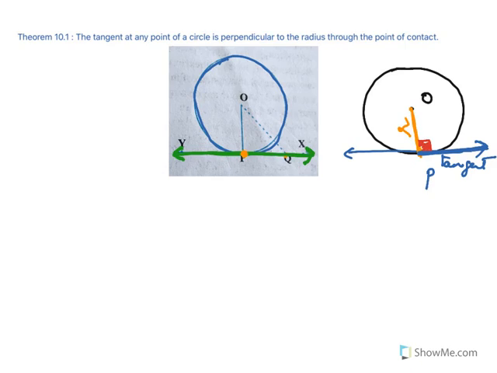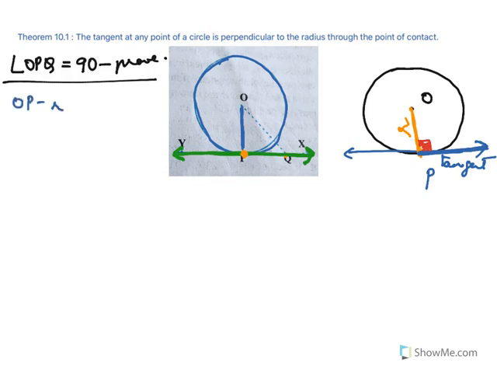Fine. So we need to show that this angle is 90. Our question is to show that angle OPQ equals 90. This is what we need to prove. So now we'll get on to the proof. Now if you see here, we have the radius. OP is a radius.